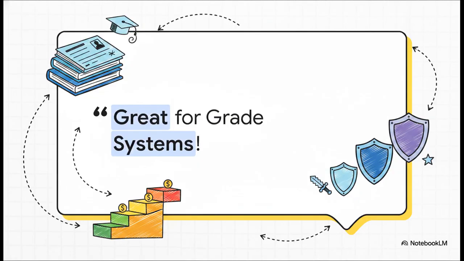This sequential check-in is literally perfect for things like school grade systems. Anytime you have a tiered system, think tax brackets or game difficulty levels, this kind of cascading structure is absolutely what you need.